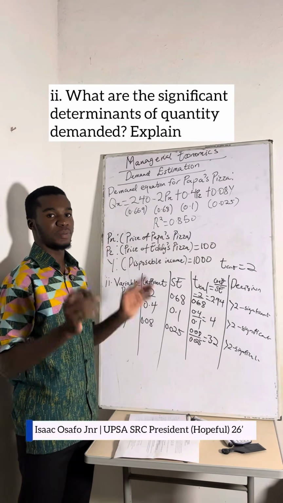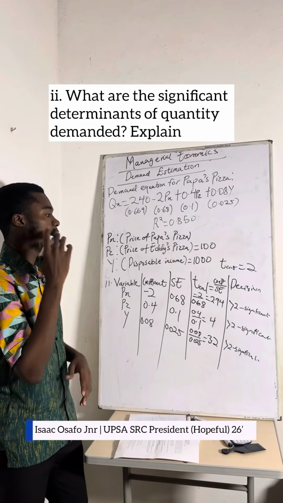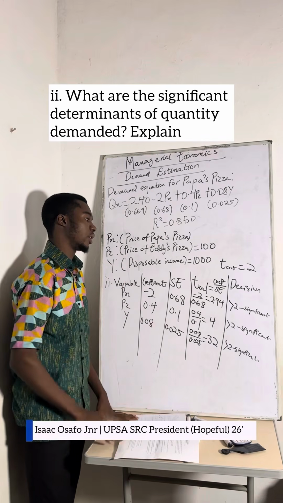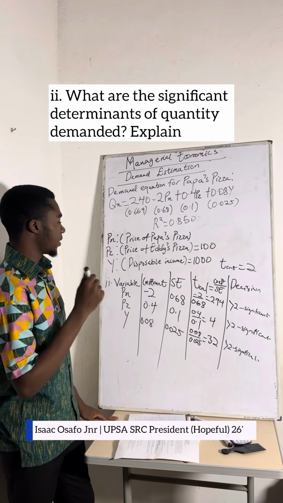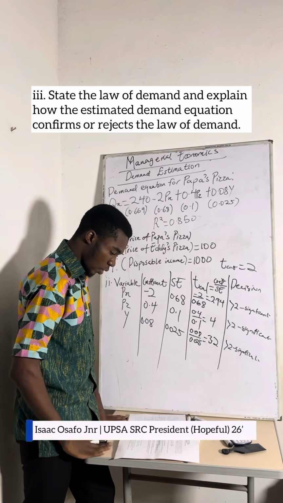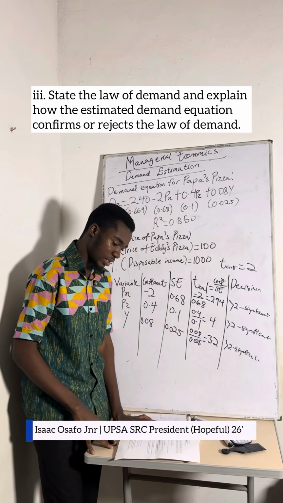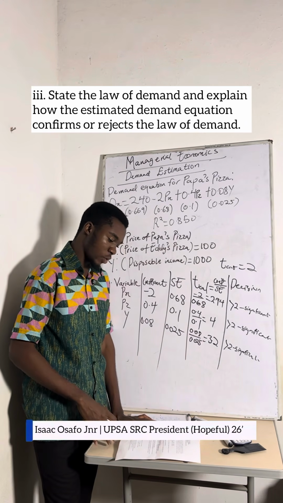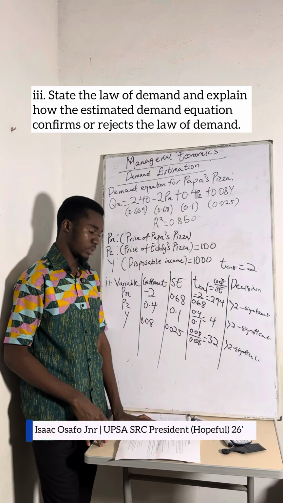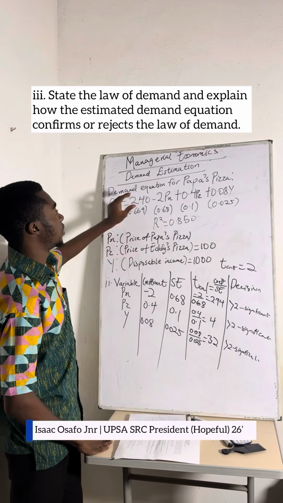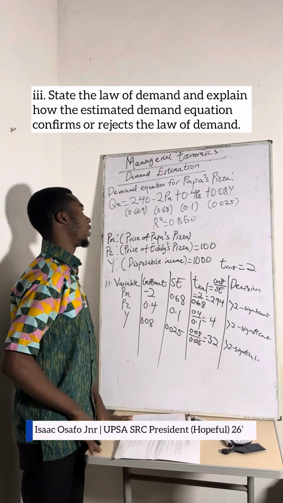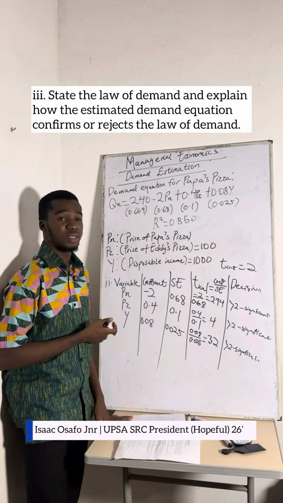In the previous video, I went deeper into it. So in case you don't understand it, if you want to know the steps and all that, you can go through that video. Alright, so now the III: we were asked to state the law of demand and explain how the estimated demand equation confirms or rejects the law of demand. All right, so they're asking us if this equation rejects or confirms the law of demand. And I think I also explained that in the previous video.